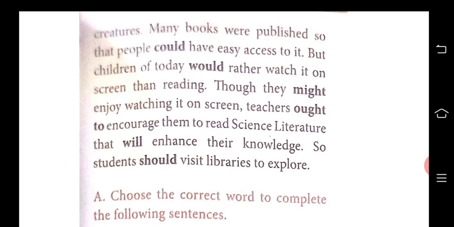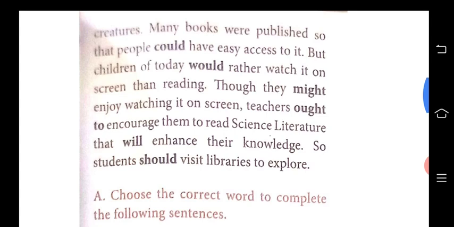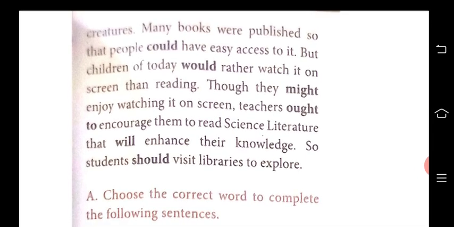So for example, if you use should over there, just underline and make a note: should means soft stress advice. Nobody is pushing you to do that. You are doing it because it is your moral duty. Is it or not? If you use must over there, somebody is pushing you to do that. Somebody is compelling you to do that. Got it or not? Okay. So I think you got that.